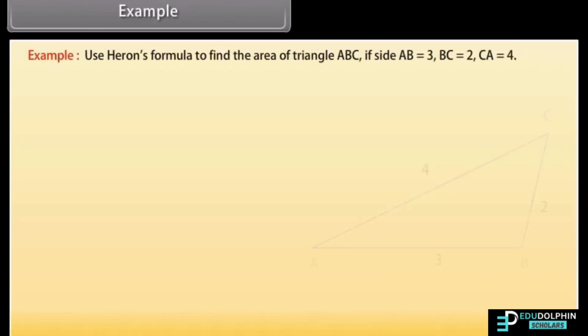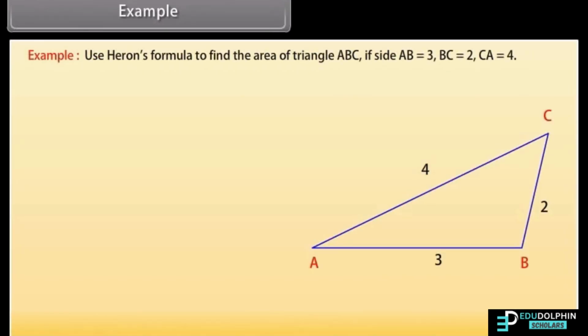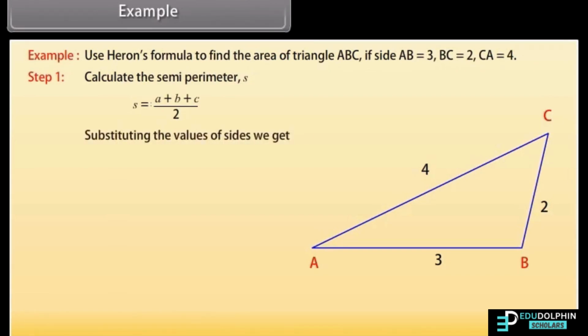Example. Let us look at some solved examples now. Use Heron's formula to find the area of triangle ABC if side AB is 3, BC is 2 and CA is 4. Solution. We will find the area step by step. Step 1. Calculate the semi-perimeter S, which is equal to (A plus B plus C) upon 2. By substituting the values of sides we get S is equal to (3 plus 2 plus 4) whole upon 2. And by solving this we get S as 4.5.